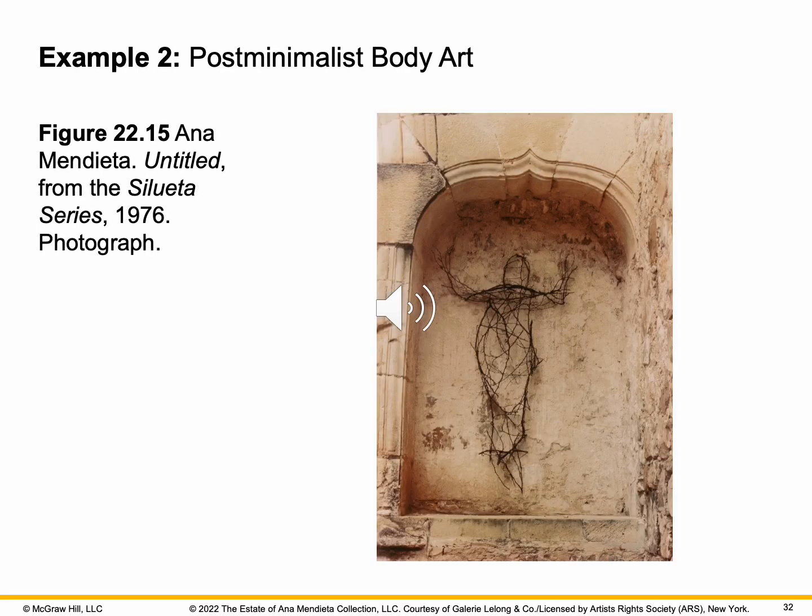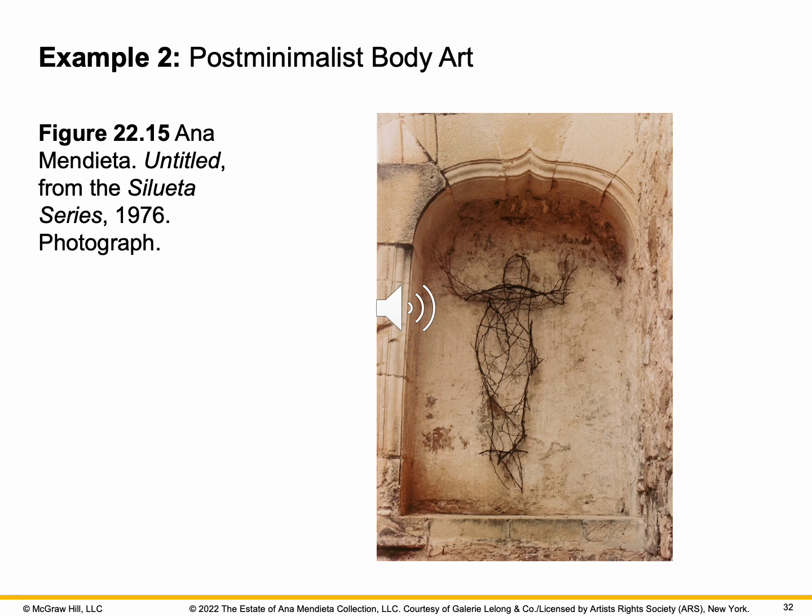Ana Mendieta used her body in performative actions that she documented in photographs. She posed in different contexts, sometimes inside and sometimes in nature. In Untitled, a work from her Silhouette series, the artist's arms are raised and her legs are together in a pose that suggests the soul moving through the space.